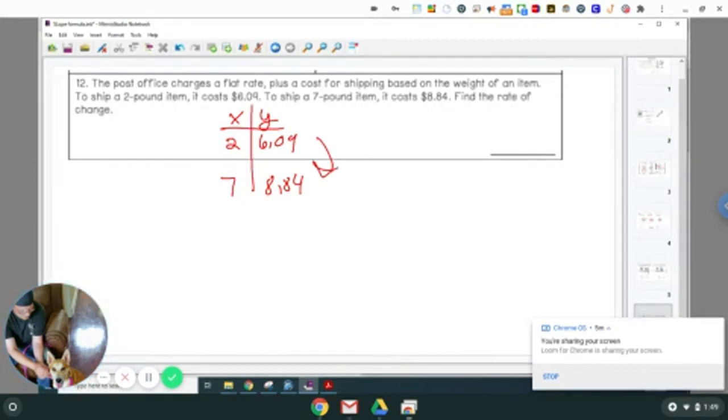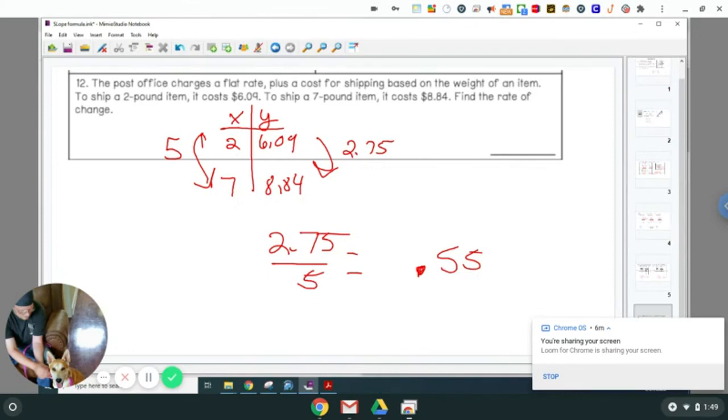So we're going to find the change in y. So I'm going to do 8.84 minus 6.09, and you do that, you get 2.75. And then this went up 5 pounds. So then you have 2.75 over 5. And so you're going to do 2.75 divided by 5, which is 0.55. So that means it costs 55 cents per pound. And that'd be your slope, or consider your rate of change.